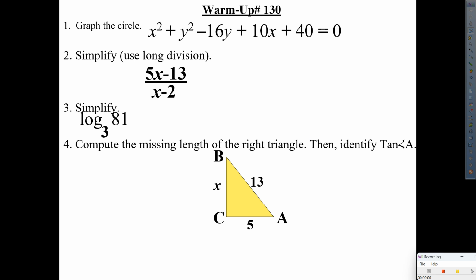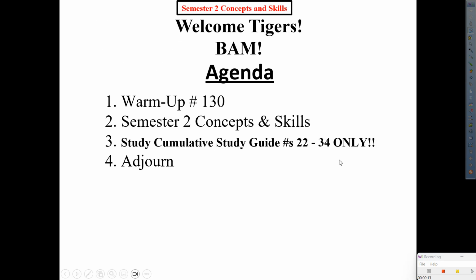Warm-up 130 is on the screen, but you can copy that later. I want to get started with a study guide to finish it off today. So, copy the agenda, warm-up 130, semester 2, concepts and skills. Tonight's home play, numbers 22 to 34, so we can finish this up. Copy that.